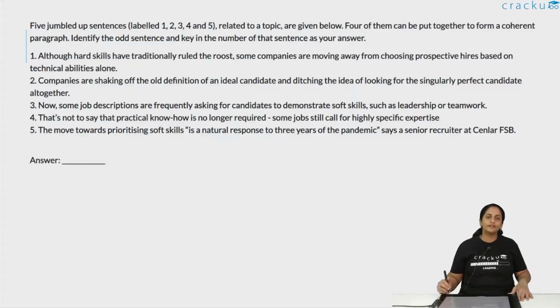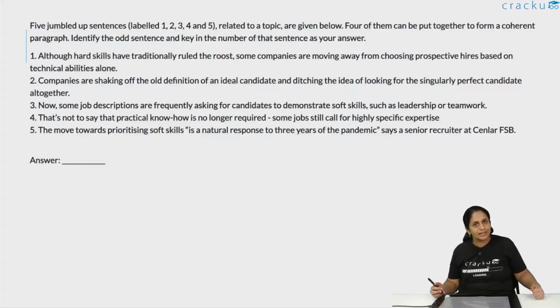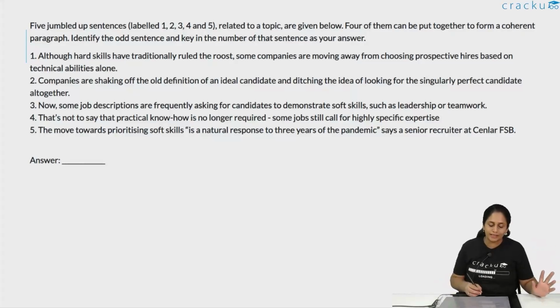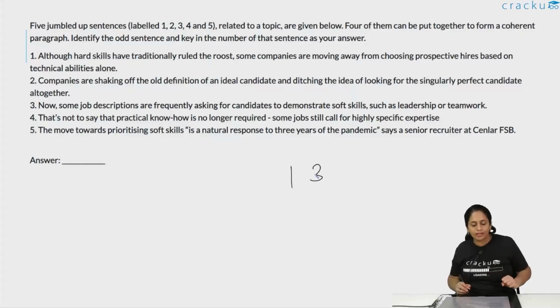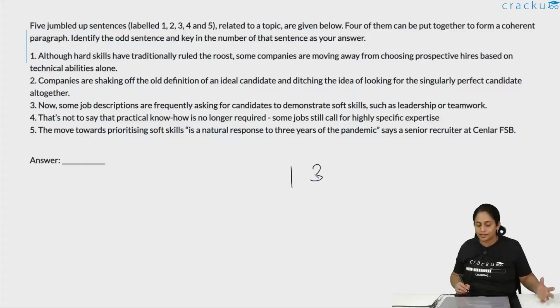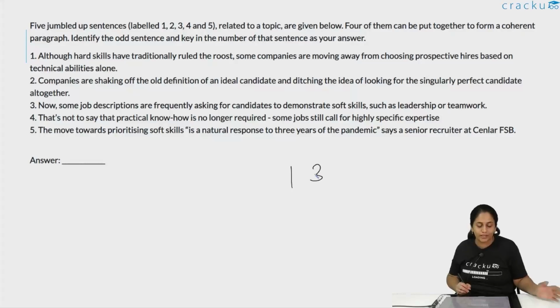So if you take a look at the sentences, many sentences are talking about how technical skills are required while recruiting, as well as some soft skills are also being required. We see the first introduction to this topic is in 1. We see a link between 1 and 3. So although hard skills have traditionally ruled the roost, now what is the case? Now we are seeing that candidates have to demonstrate soft skills. So earlier condition is given, current condition is given, and therefore these 2 sentences are linked and should come in this order as such.